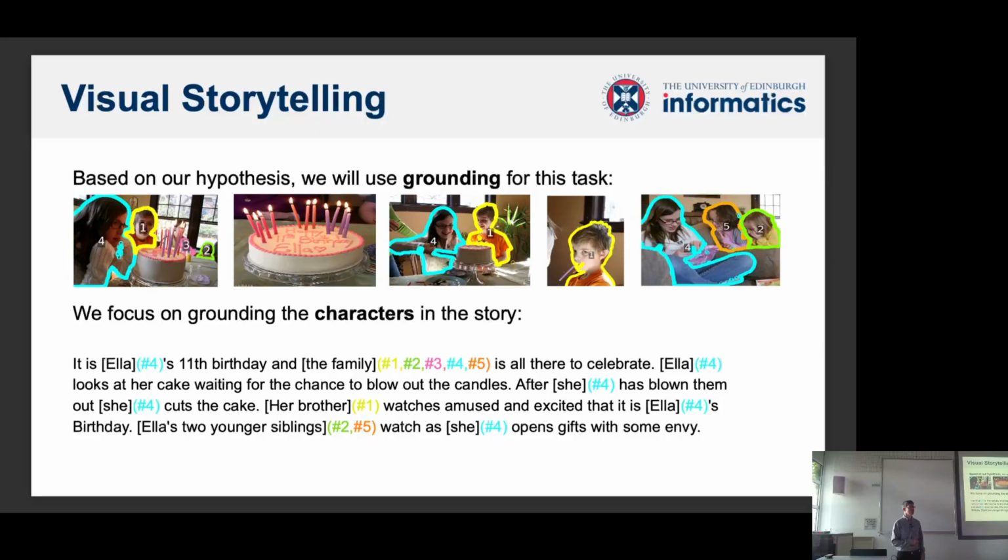Now, the problem is, of course, this is nice, but how do we get this annotation, right? This is a lot of hard work for people to annotate. We have actually created a small hand-annotated set, a subset of the VIST data set that has this annotation, but it doesn't really scale.